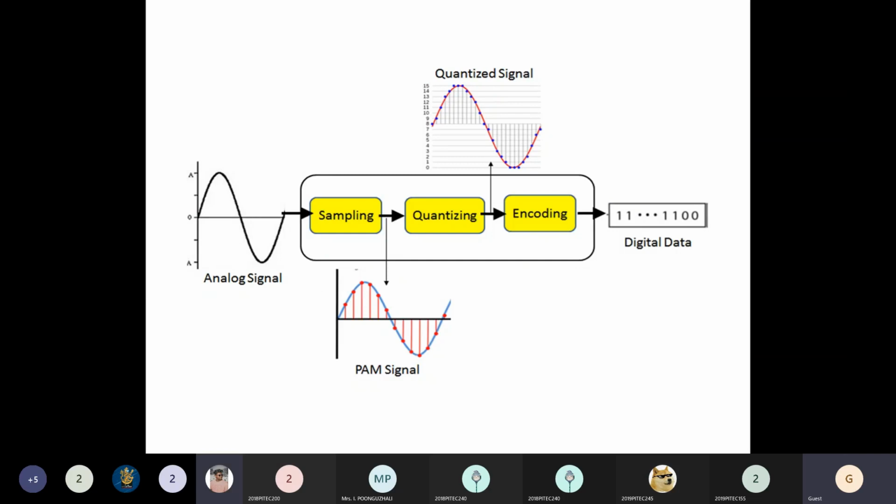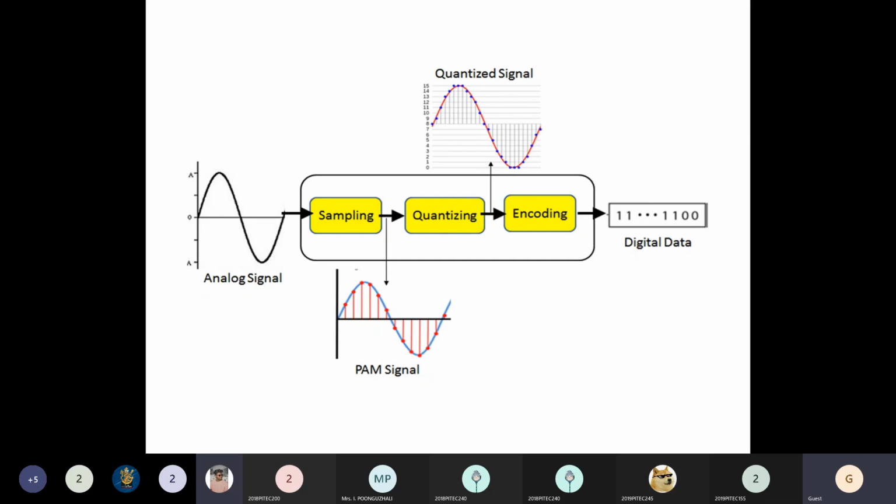Then a simple process we have is how the analog signal is converted into digital data. This is the basic diagram. We don't have any other complicated elements in that. So it is a basic operation.